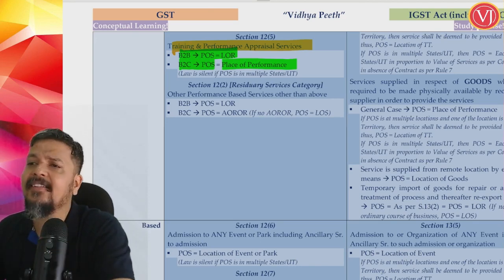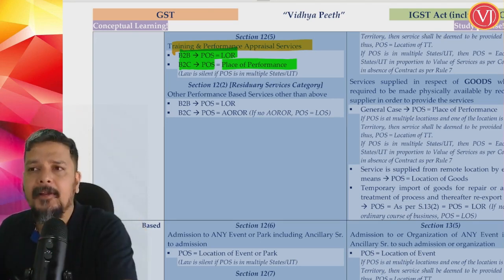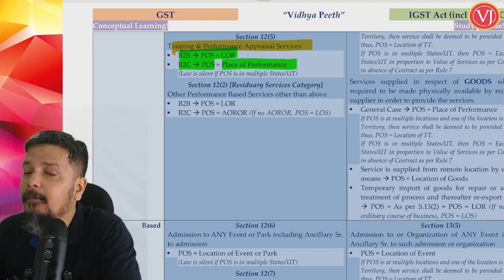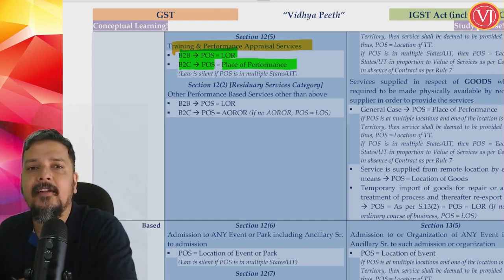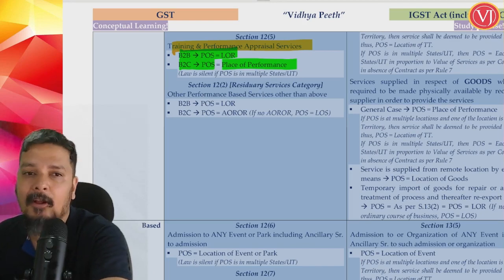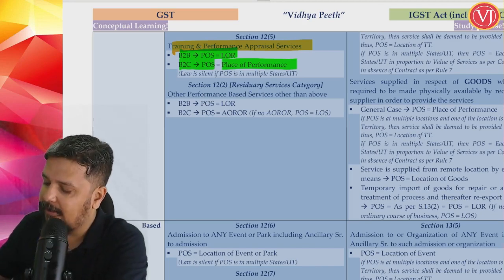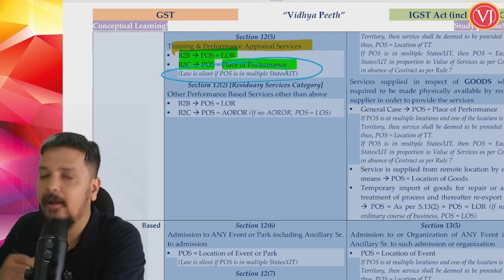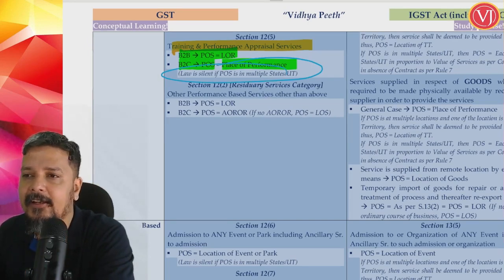As far as it is B2B, you don't have an issue. Place of supply still remains Tamil Nadu. But if it is B2C, your performance happened in, the soft skill trainer came with the team in Goa as well as he went with the team in Maharashtra. So the answer should be Goa and Maharashtra. Unfortunately, law is silent if the place of supply is in multiple states and union territory.